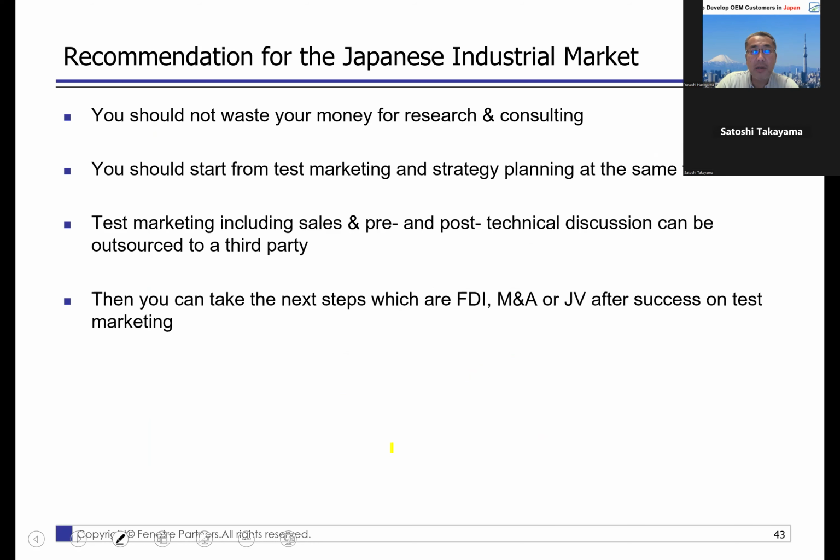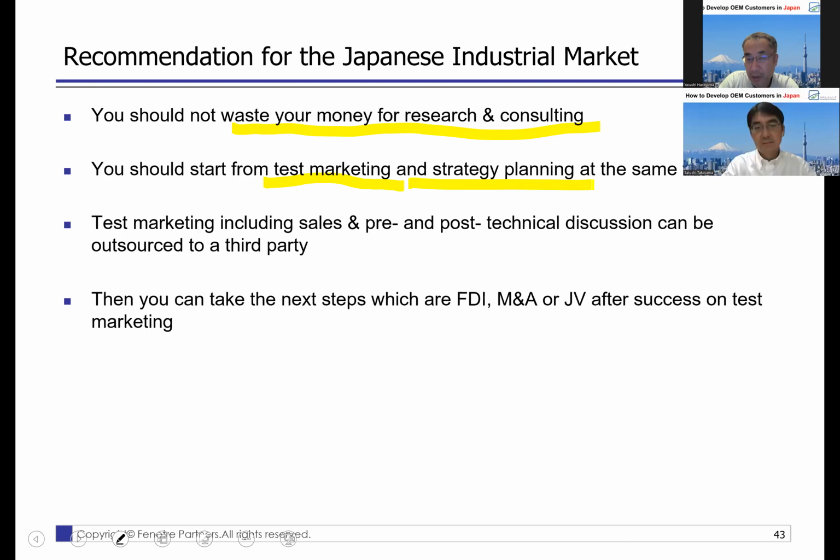So this is a recommendation from my side. If you are selling industrial goods, you should not waste your money on research and consulting. So I recommend test marketing and strategy planning at the same time, because only deep technical discussion can reveal the marketability of your products in Japan. And we recommend you do it on an outsourcing basis with a third party like a firm. And you can go to the next step, FDI, M&A, or any, after you have found good opportunities in Japan.